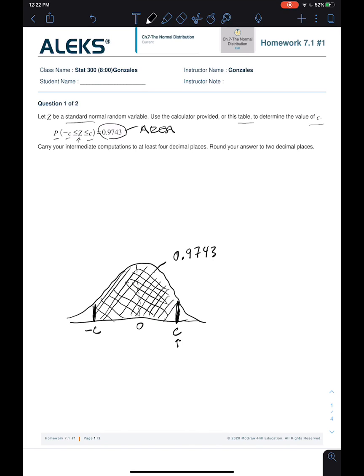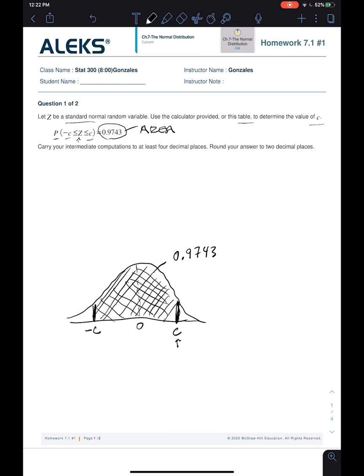If I know the negative c value, I know the positive c value because they're just opposites. So one thing that you're going to need to do, you can either try to find the c value, which is just fine to do it that way, or you can find the negative c value, and then you'll know the c value. I like to find the negative c value, and let me show you why. But either way is fine.